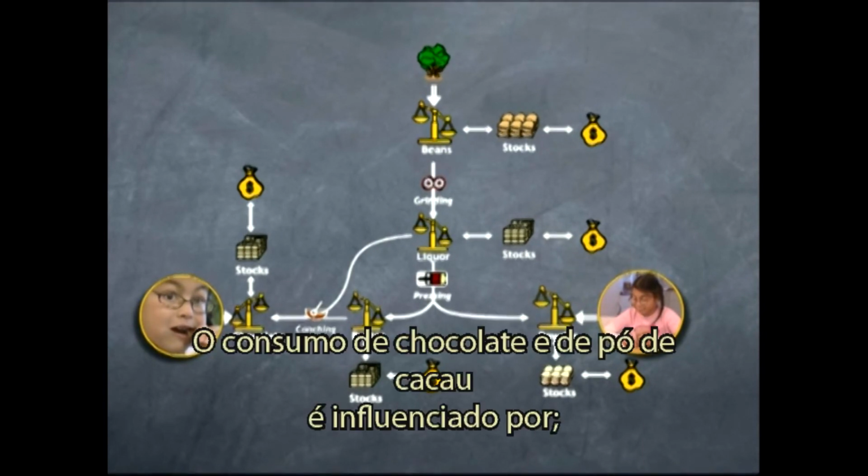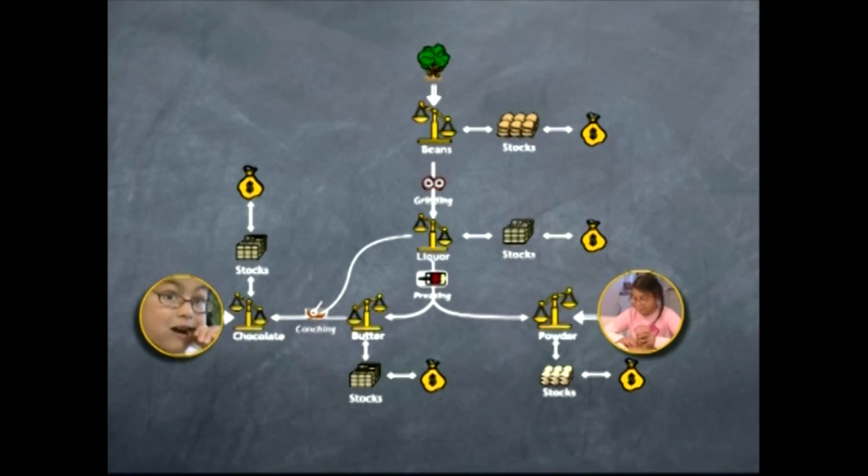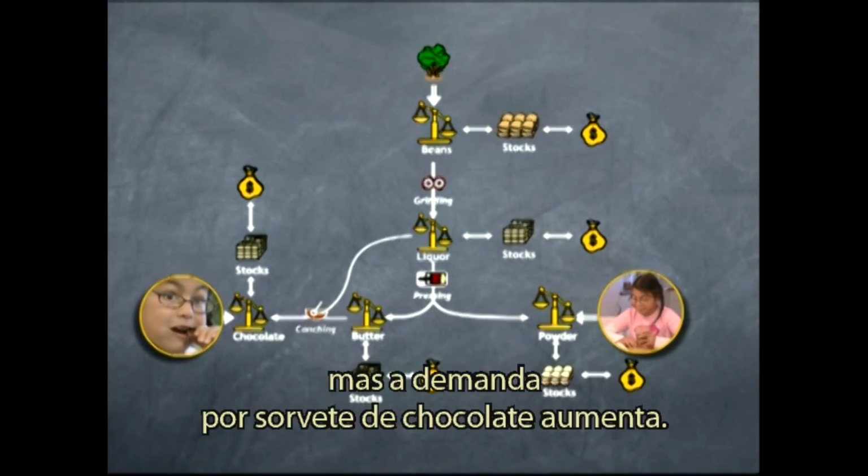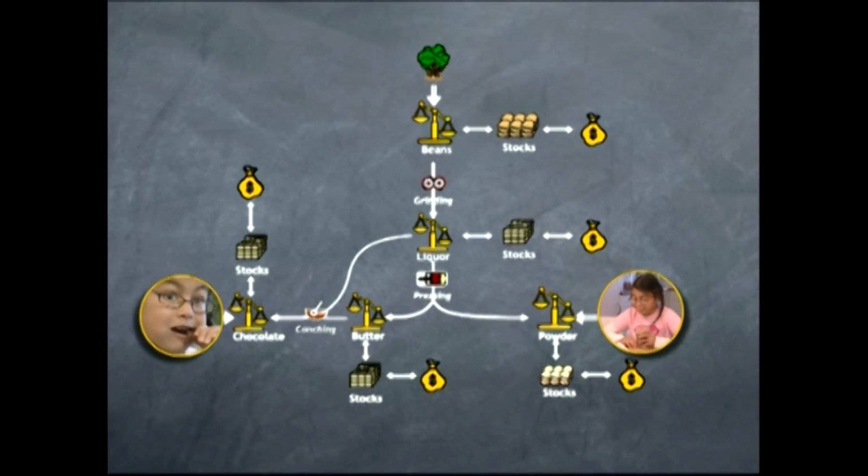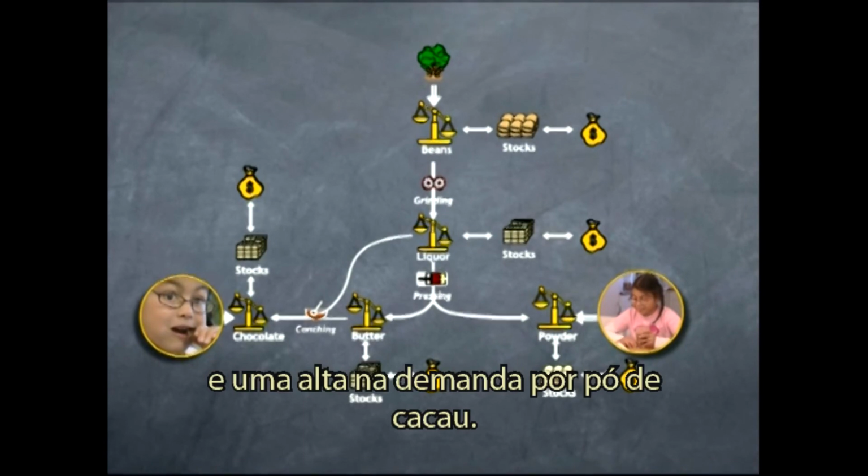Chocolate and powder consumption is influenced by prices, purchasing power of the consumer, culture, climate. For example, hot weather usually results in poor chocolate consumption, but cocoa ice cream demand is boosted. So in this case, we face a decrease of liquor and butter demand, but an increase in cocoa powder demand.